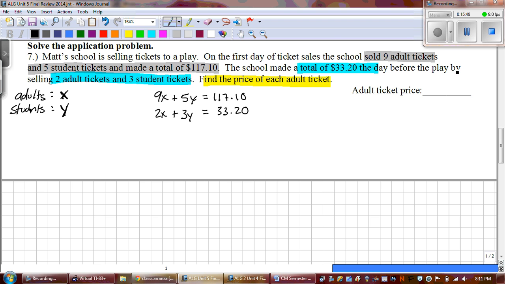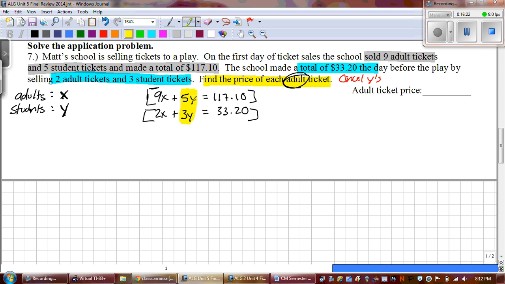Now, what are we trying to find? We're trying to find the price of the adult tickets. So if we're trying to find the adults, I don't want to cancel those. What we want to do is cancel the y's because those are the student tickets. If we cancel the y's, guess what? Then we don't need to solve for x, because we'll do it all by itself. Okay? So we have to multiply these two to cancel the y's.